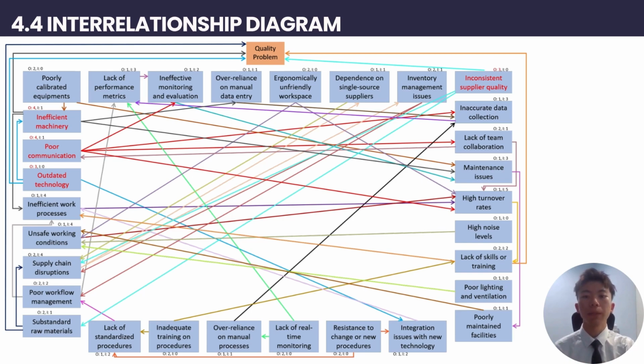Lastly, quality problem is central to our issues, influenced by inefficient use of machinery, outdated technology, substandard raw materials, lack of skills and training, and also inconsistent supplier quality. Addressing these root causes will enhance our overall productivity and product quality.